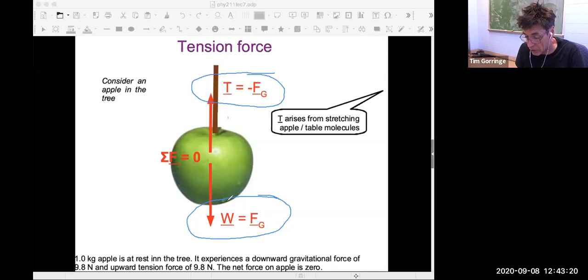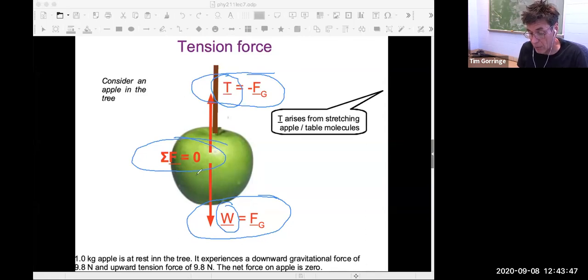So as we usually do, we call the gravitational force the weight of the apple. So I've denoted it W downstairs here. Tension force, we normally denote that uppercase T. I've denoted it upstairs here. And those two forces are equal in size, opposite in direction. And so the resulting net force is zero. And if the apple's at rest, it will stay at rest.